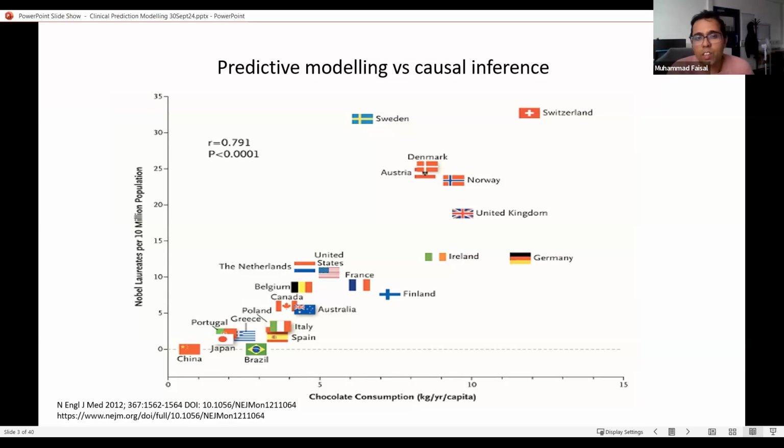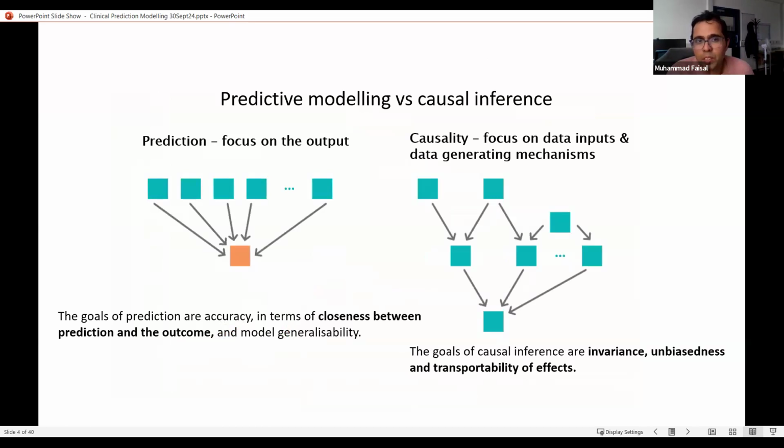I initially want to distinguish the two. Today's talk is focused on the left-hand side, which is prediction. But there is a whole domain of causality, where you focus on the inputs and their data generating mechanisms, and see how one variable is associated with another. The link is subject specialist knowledge of how they are linked. That's a totally different field to what we are going to discuss today.